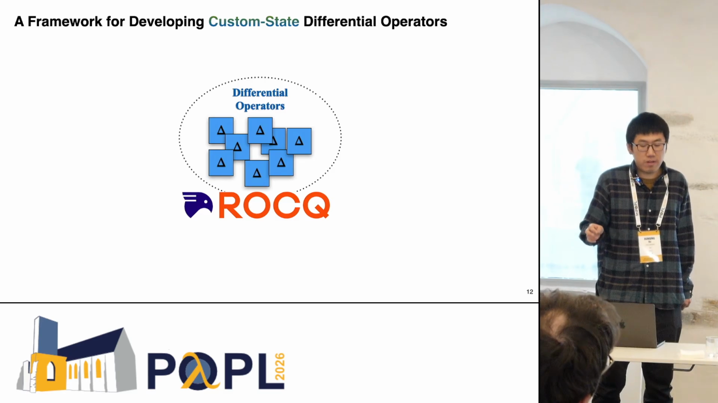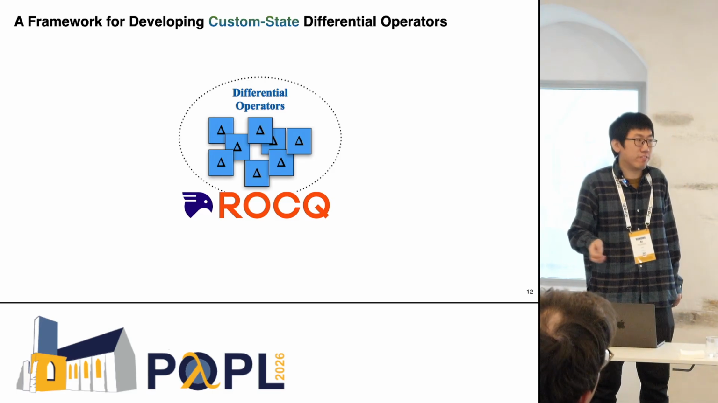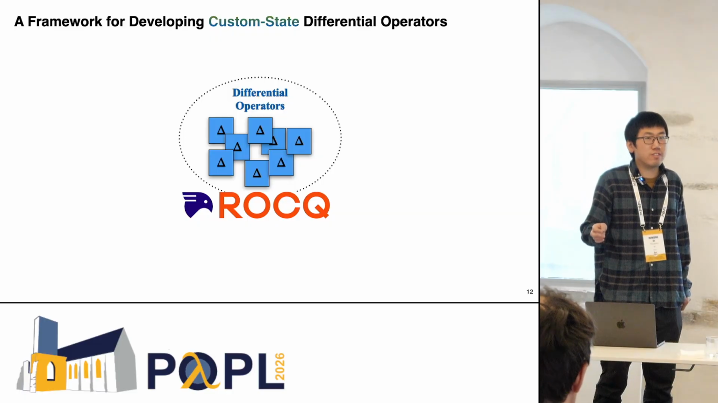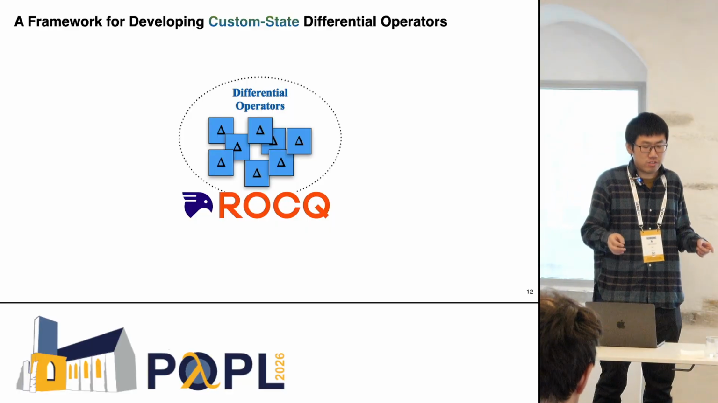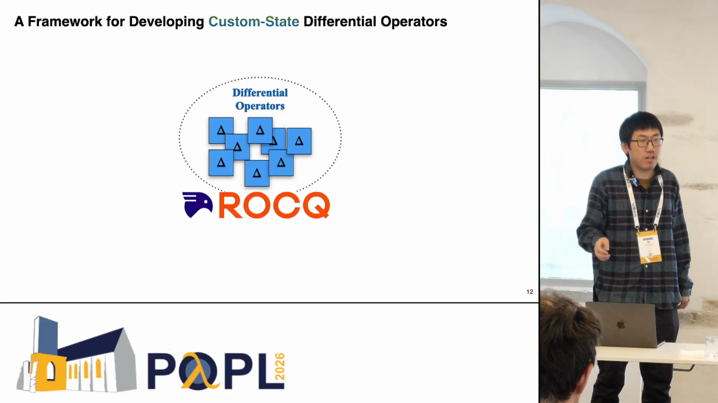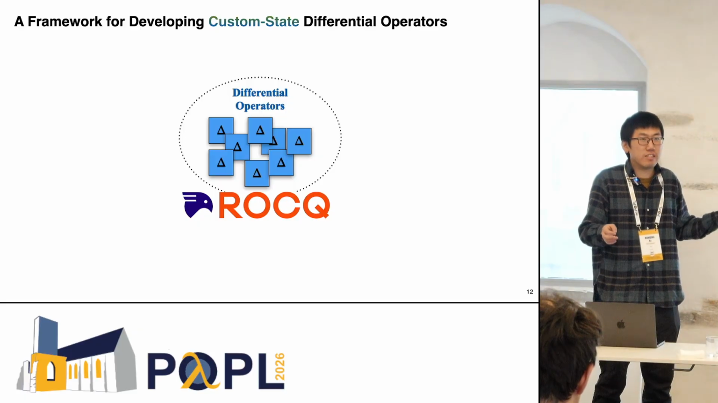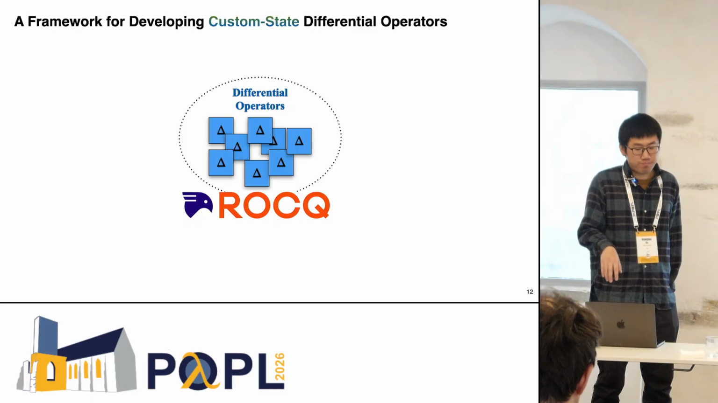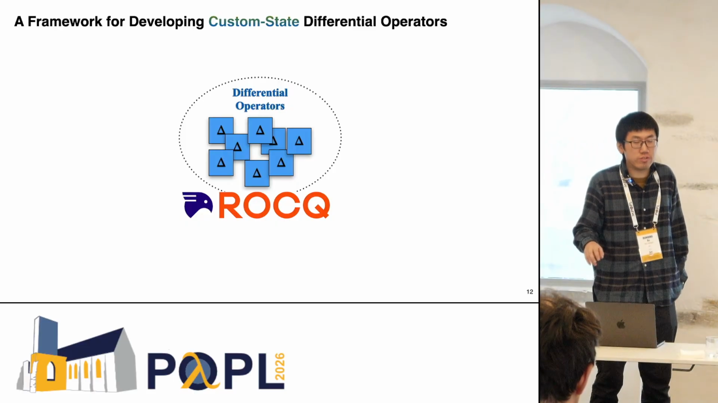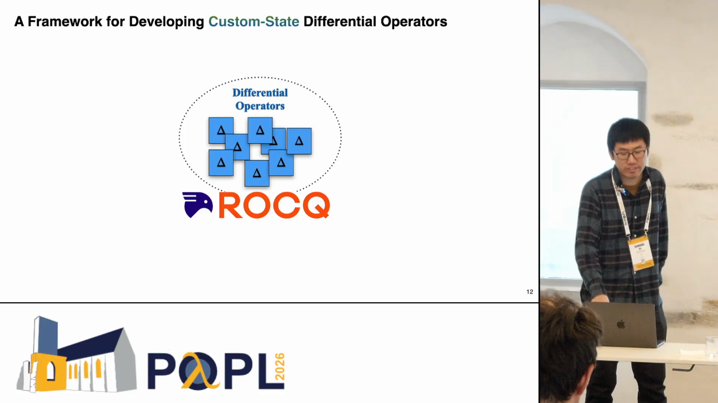We want to develop a formal framework for developing and verifying differential operators that can utilize custom states. And we formalized this framework in Rocq because, although I have not shown it here, these custom state operators are very error prone. So using Rocq can ensure that all of the operators derived from our framework must be correct.